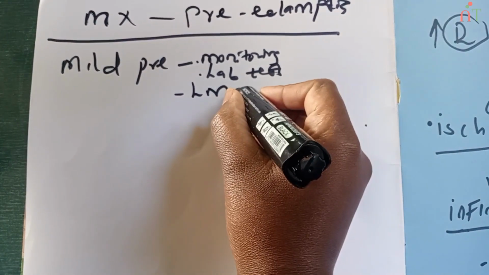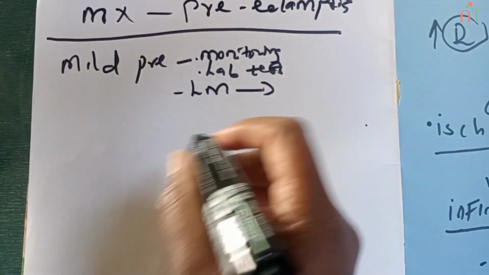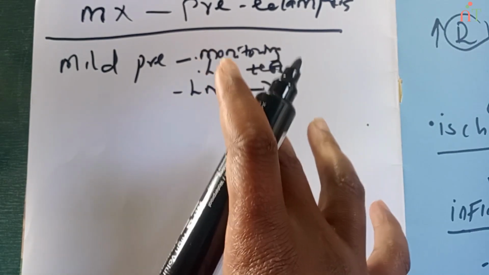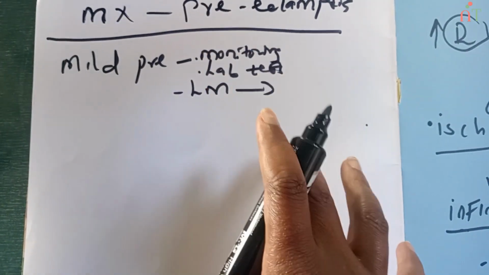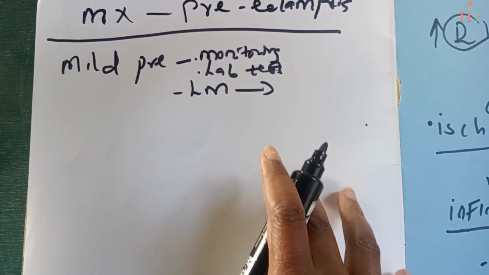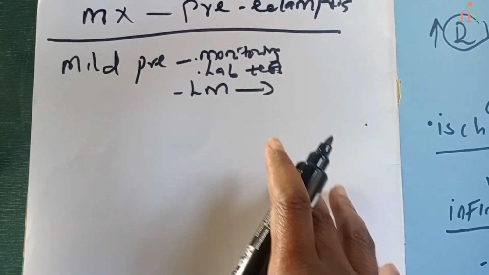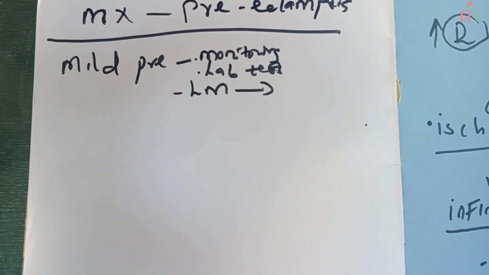Another thing that you can do is lifestyle modification. If this person has mild preeclampsia, of course, encourage rest and reduce physical activity, but don't tell them to have strict bed rest, because that is really not necessary. Diet, of course, they should at least maintain a balanced diet.